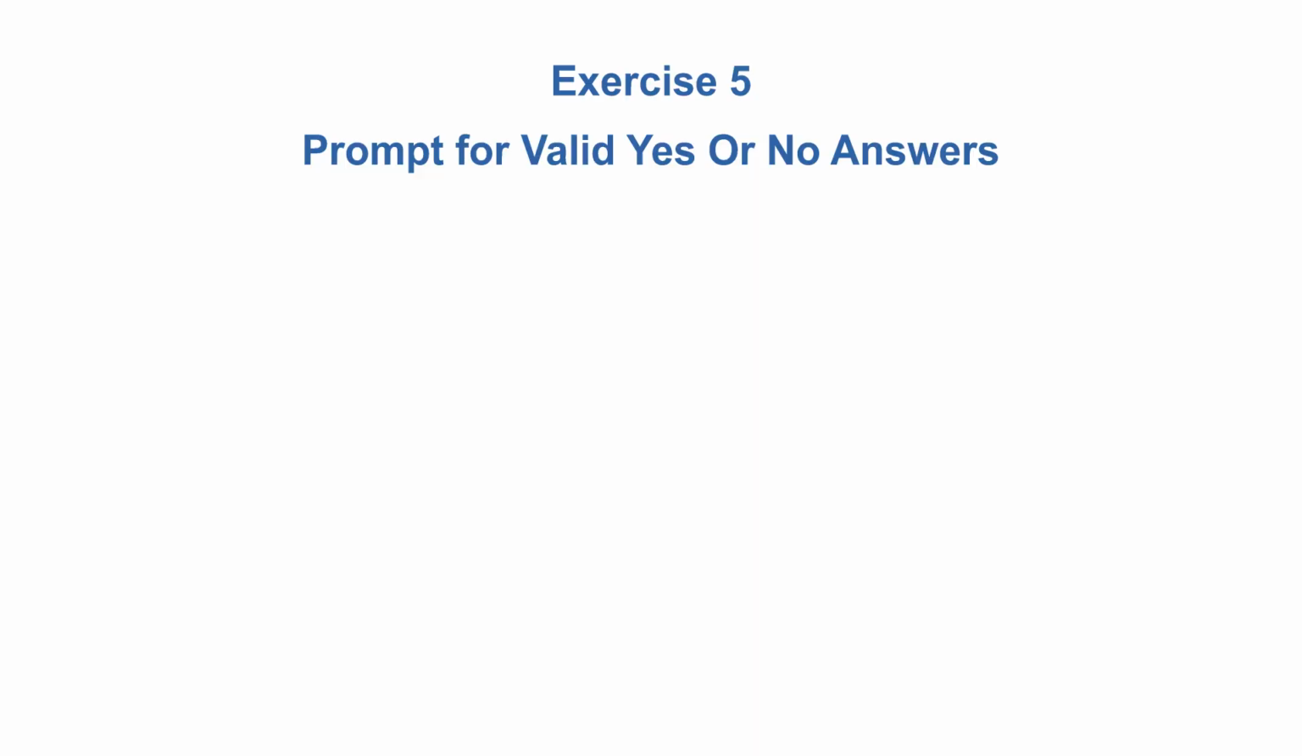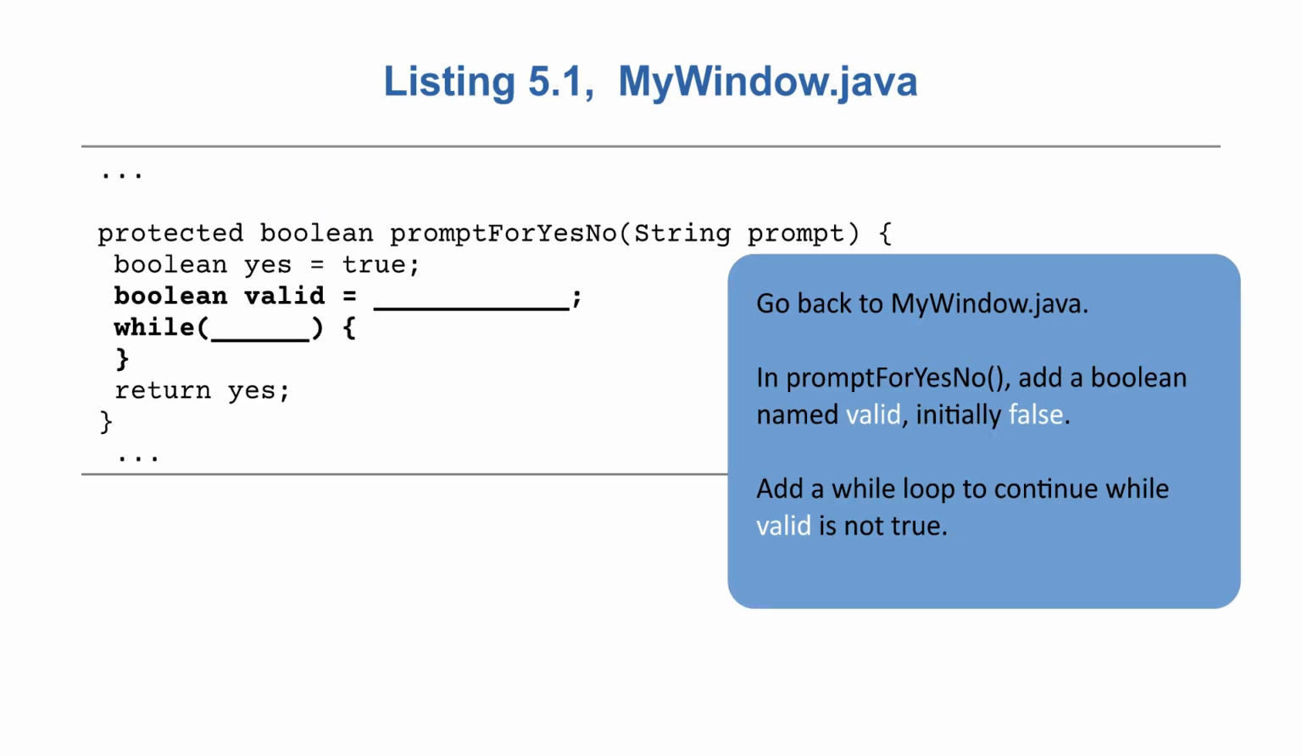Let's go back to promptForYesNo to properly handle yes and no responses. We'll allow only single character uppercase and lowercase y and n responses. Exercise 5. Prompt for valid yes or no answers. Go back to MyWindow.java. In promptForYesNo, add a boolean named valid, initially false. Add a while loop to continue while valid is not true.